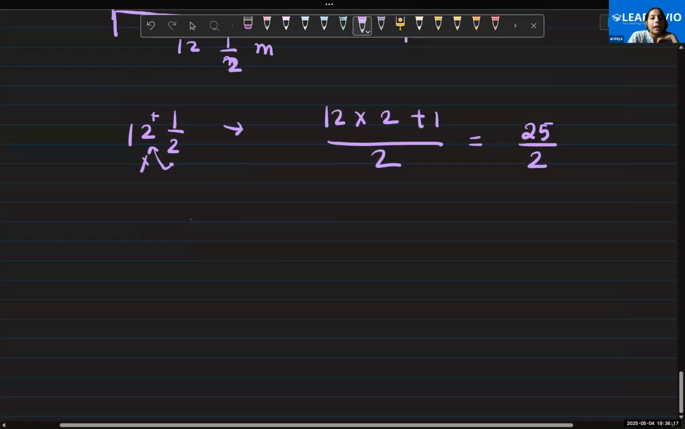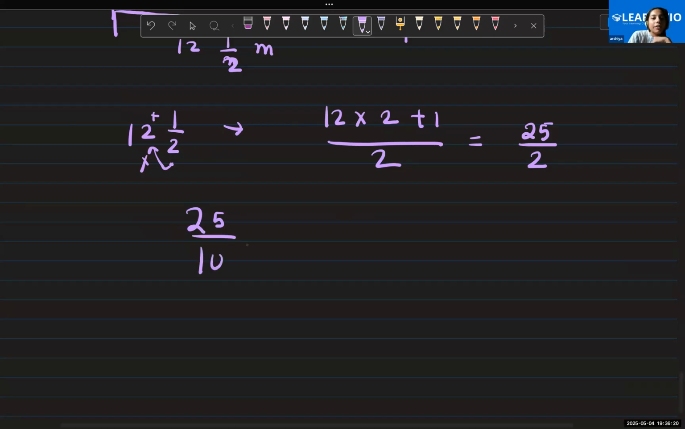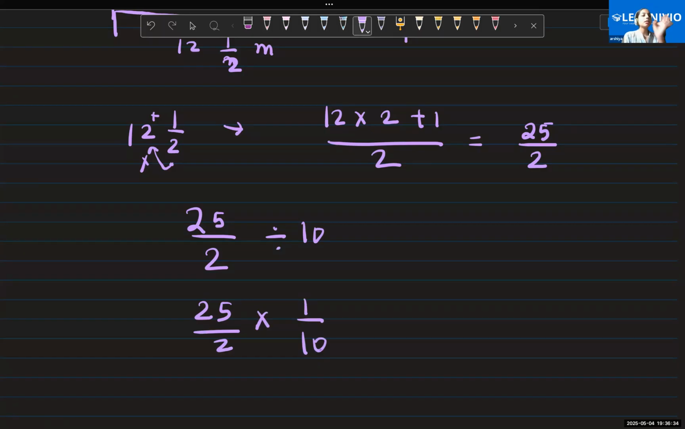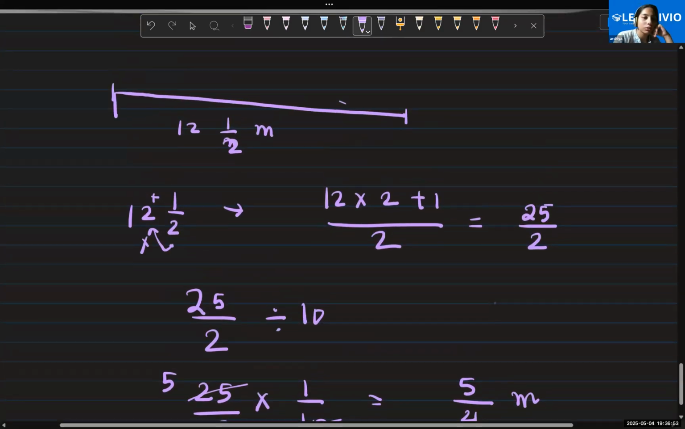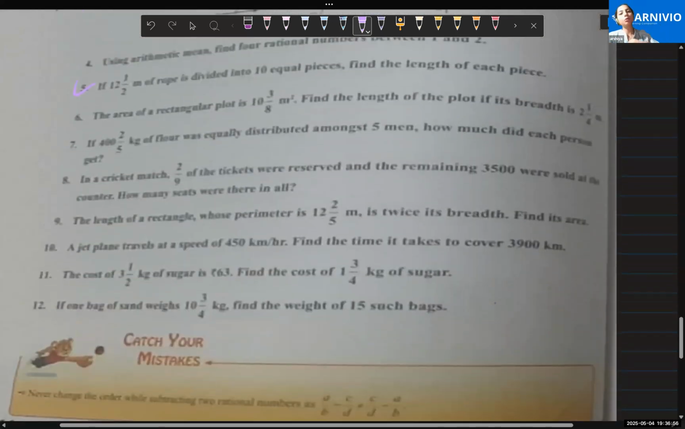So we basically have 25 by 2, and we have to divide it by 10. So if we have to divide it by 10, we will change the sign and then reciprocate. Can I cancel out something? For 10, 2, and then for 25, 5. Yes. So 5 times 1 will be 5, and 2 times 2 will be 4. So each piece will be 5 by 4 meter long. 5 by 4 meters long.